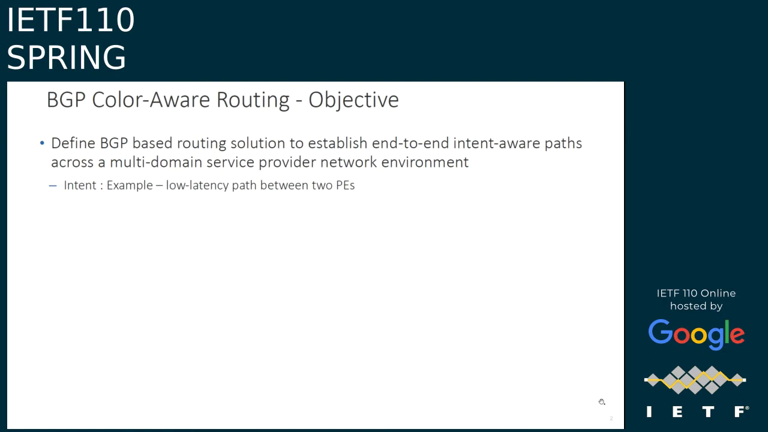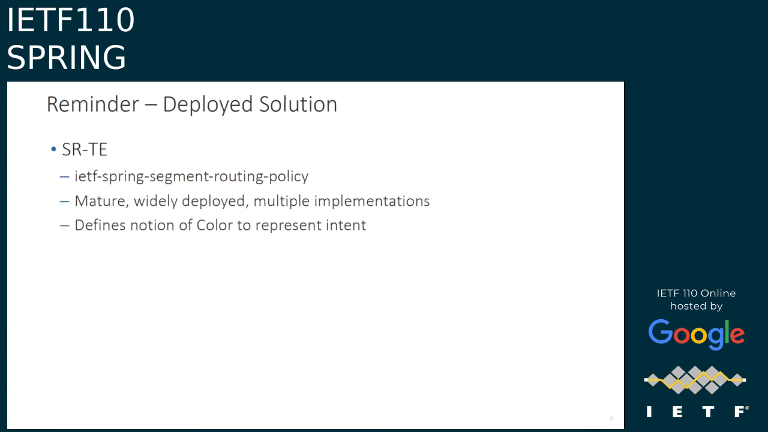The objective of BGP color-aware routing is to use BGP to establish an end-to-end intent-aware path across multiple domains, both IGP and BGP. An example of an intent is a low latency path. Next slide, please. A quick reminder, here in the Spring working group, there is a solution defined for interdomain intent or SLA-based path computation using SR-TE. This is a mature and widely deployed solution. The solution document defines the notion of color to represent intent in the network control plane, and we intend to use the same. Next slide, please.